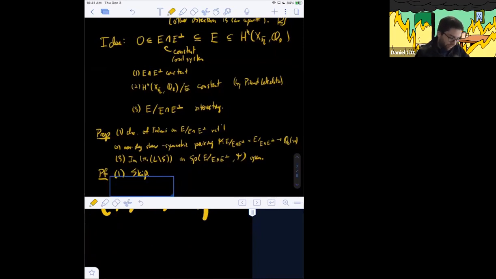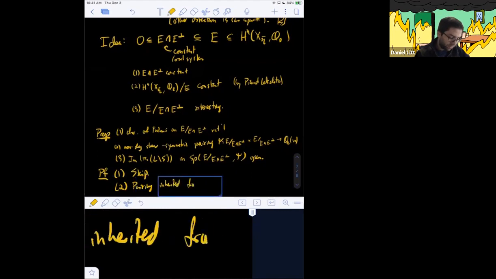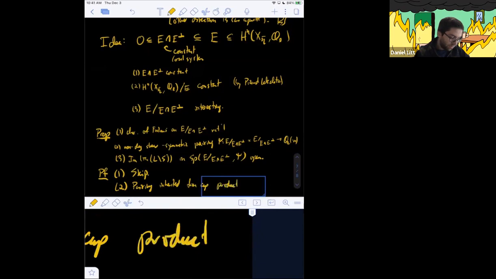So two is not so bad. You just inherit it: the pairing is inherited from the cup product. Okay, can anyone tell me why it's non-degenerate? Skew symmetry just follows from the fact that the cup product itself is skew symmetric on odd degree cohomology. So why is it non-degenerate?